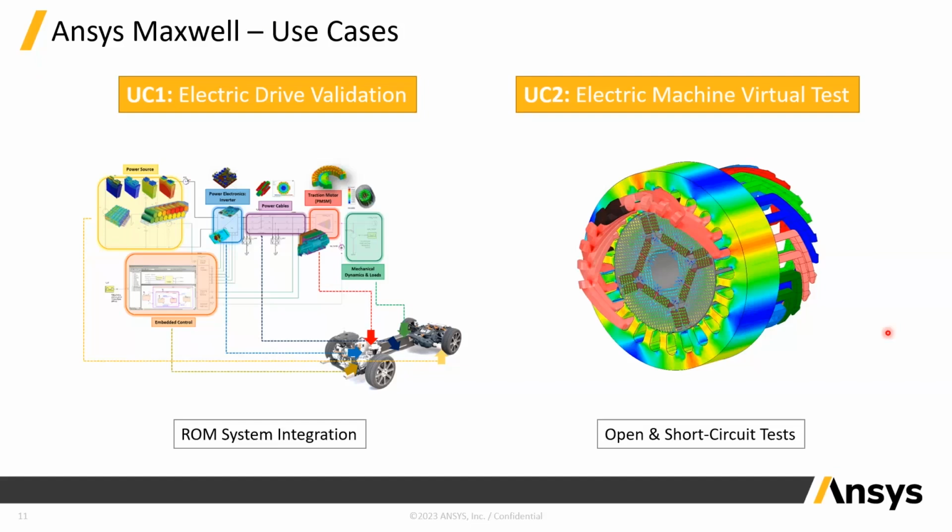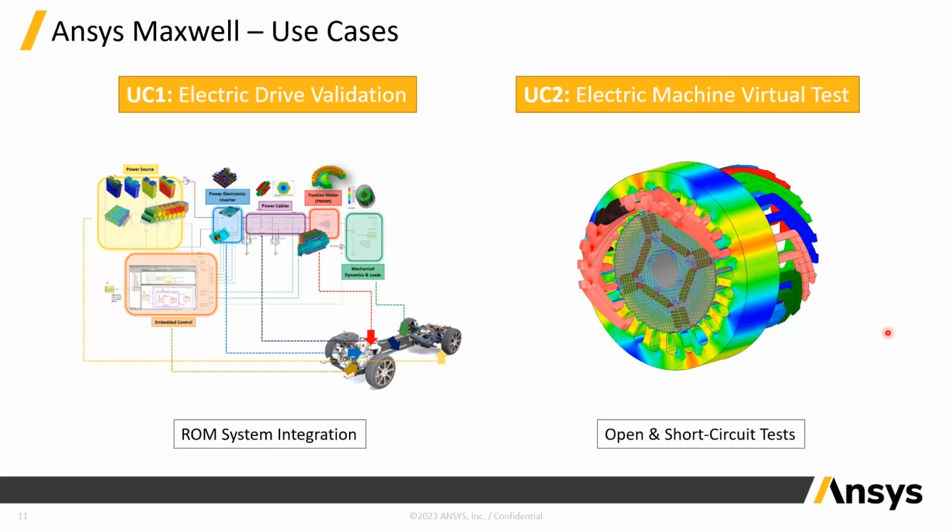And last but not least, the embedded code, which is controlling the operation of electronics, is controlling the operation of electromechanical components as part of the electric drive. And this is what we call the ROM system integration. It's a reduced order model system integration. This is trying to translate a little bit the way of using simulation software such as Maxwell with the safety compliance and the safety requirements and the safety language of ISO 26262.